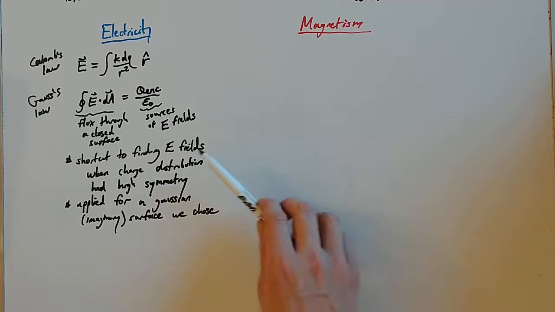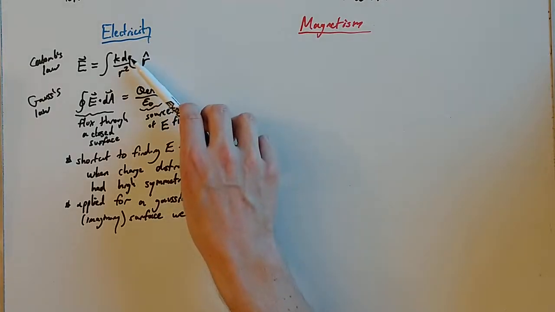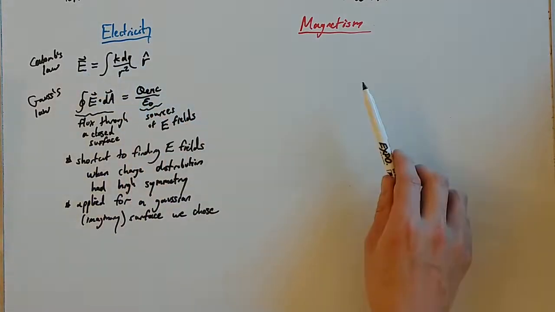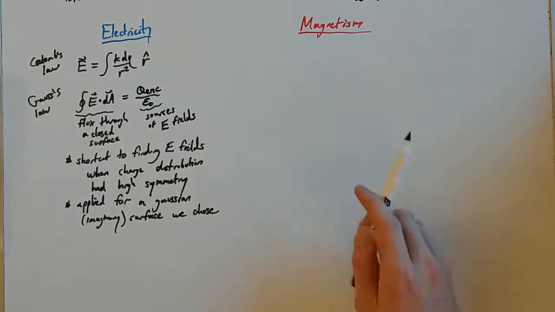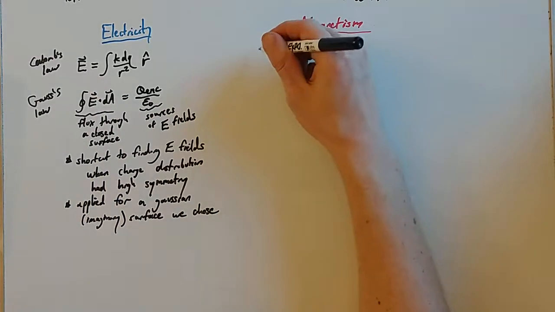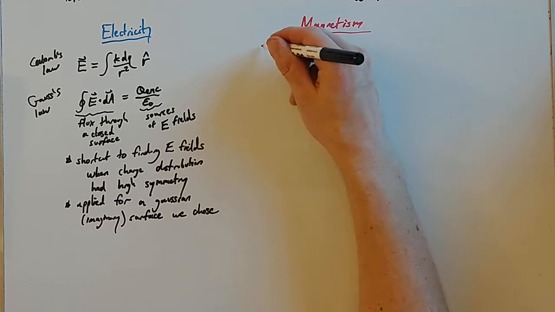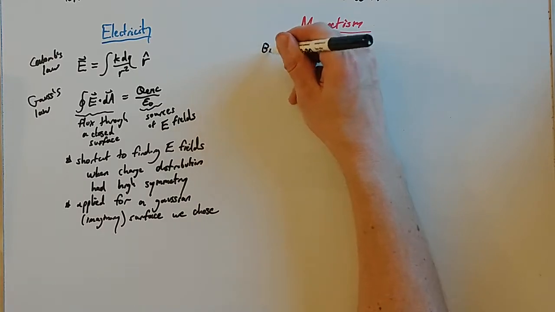Let me just say it clearly. Charges create electric fields, moving charges create magnetic fields, and we represented that, we've talked about that, with this thing called the Biot-Savart law. So let's write that down.